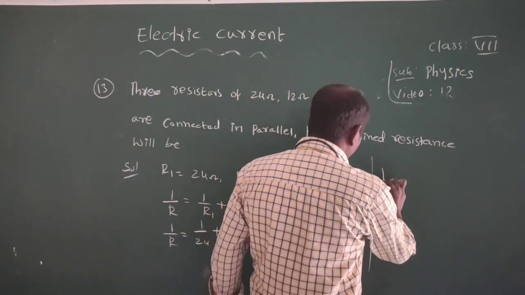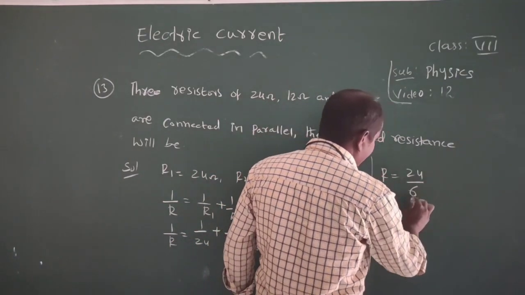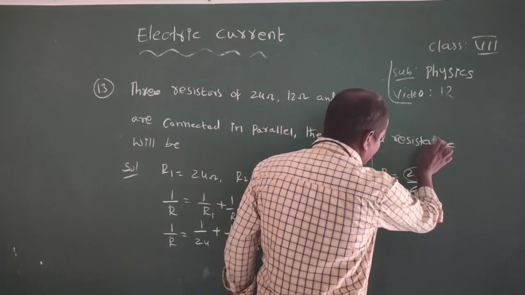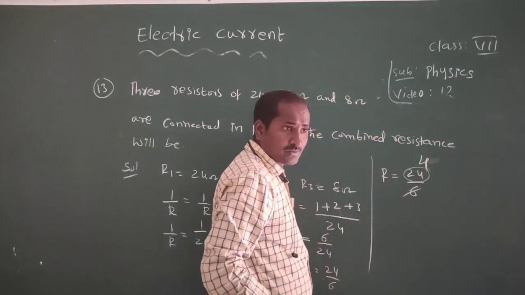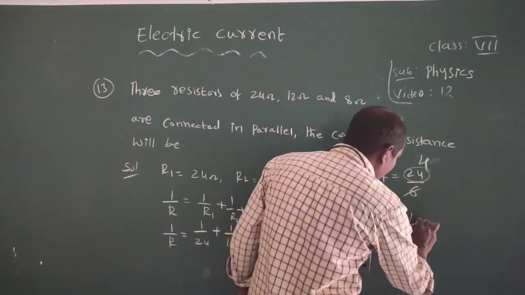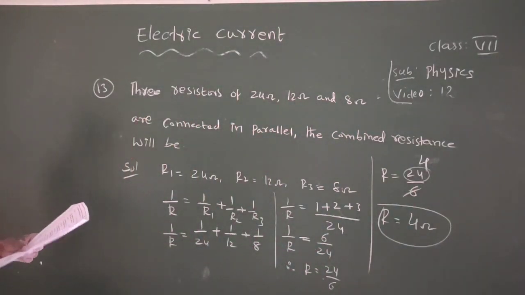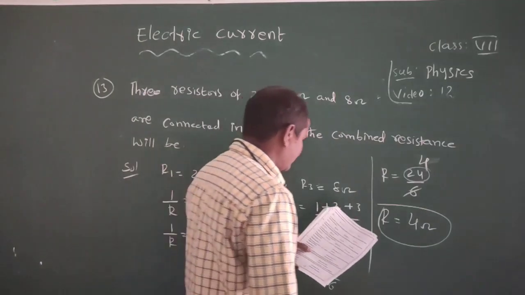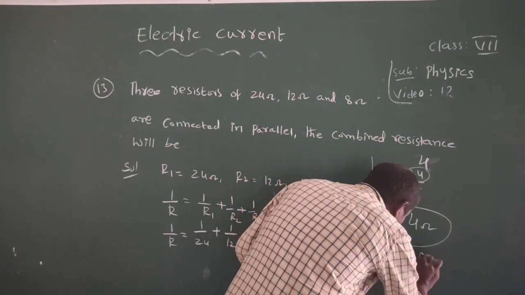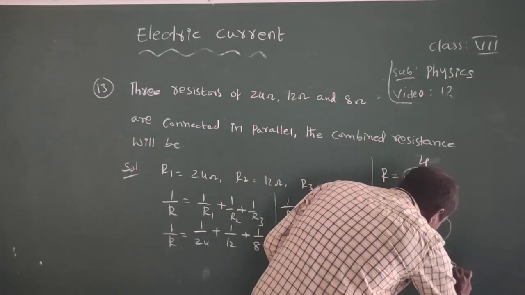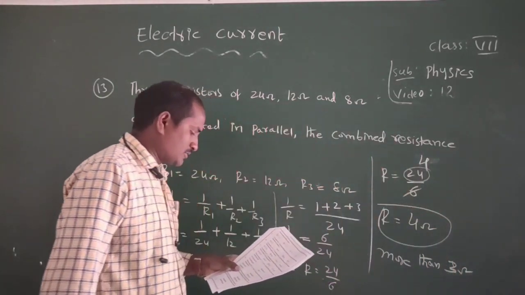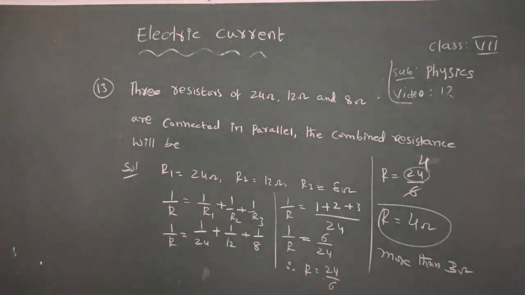Therefore, R equal to 24 by 6. 6 fours are 24. Therefore, R equal to 4 ohms. That means here less than 3 ohms is the answer.